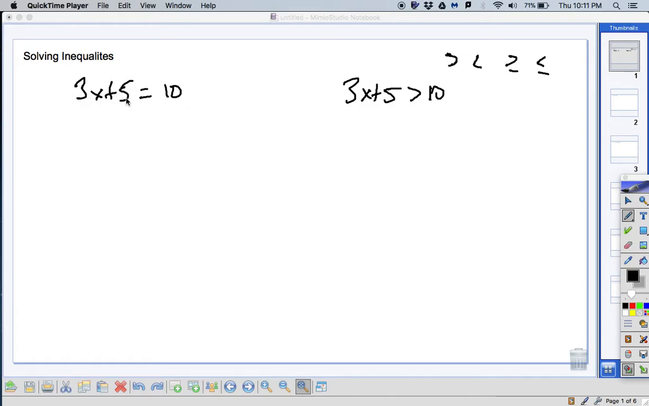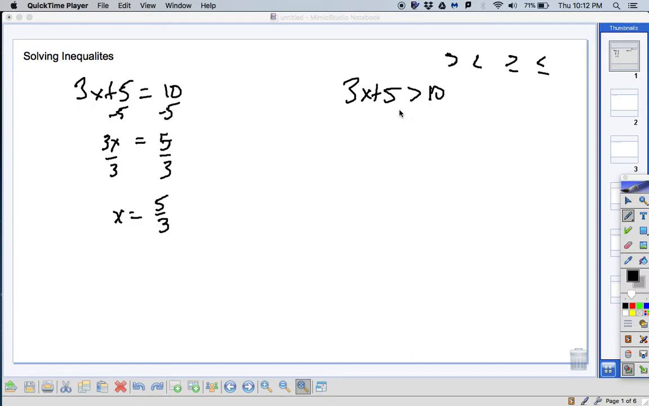So to get rid of this plus 5, we're going to subtract 5. And we do it to both sides. And you get 3x on the left, because 5 minus 5 is 0. On the right, you're going to get 5, because 10 minus 5 is 5. Then the next thing, we're going to divide both sides by 3. And we get x equals, in this case, 5/3. And sometimes it's a fraction, that's fine.